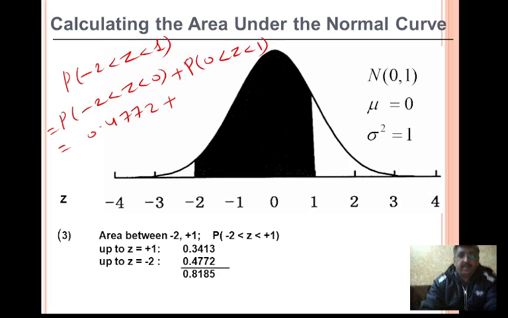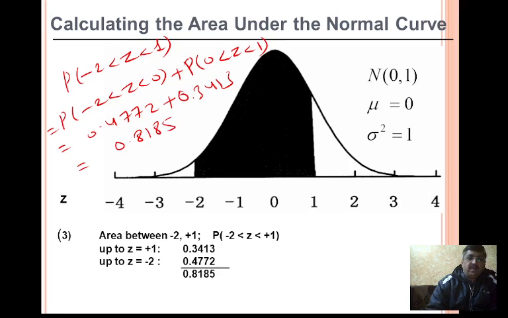So let me take this value here, 0.3413. Can we add this to 0.4772? So it looks like 0.8185. Is this clear? So these are the calculations of the area under the normal curve.